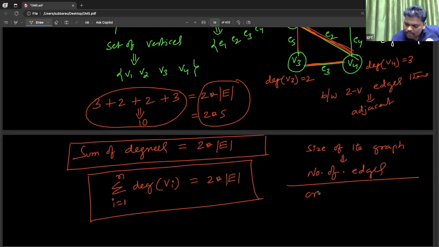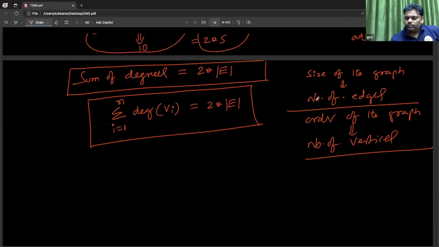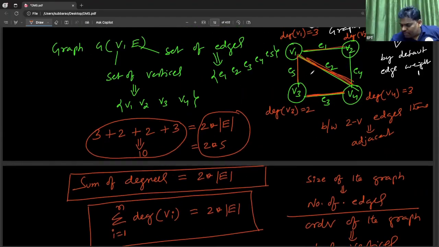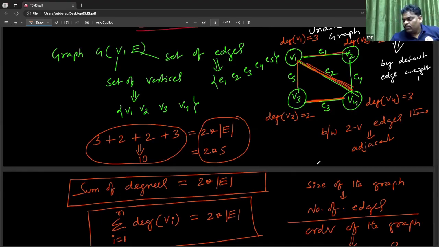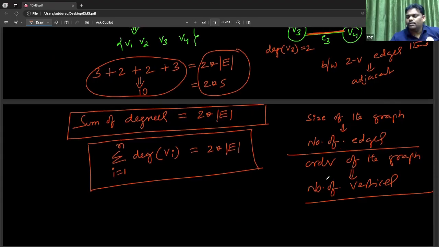Next one, order of the graph. That means the number of vertices. Please take care of this also. Everything I said: the sum of degrees theorem, the meaning of degree, and the size of the graph. If the size of the graph is increasing, edges are increasing. Remember, if the order of the graph is increasing, vertices are increasing.